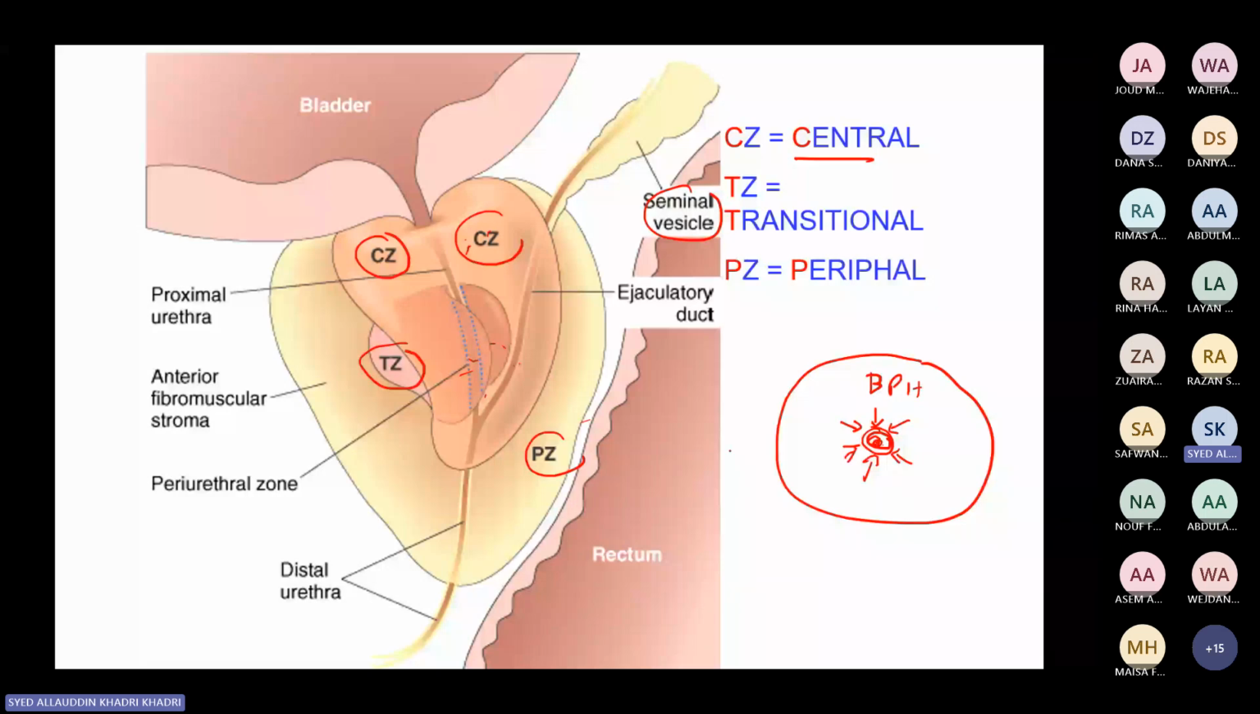Peripheral zone is over here, okay? Remember, adenocarcinoma of the prostate occurs in this region and the BPH occurs in this region. I hope you understand.